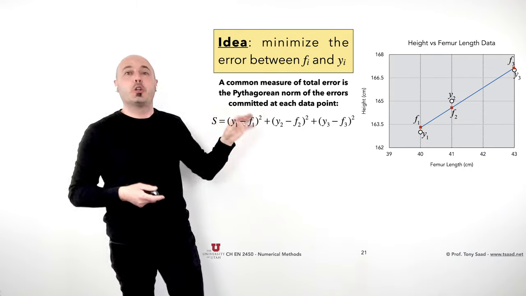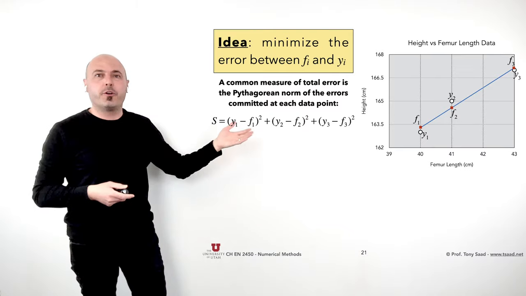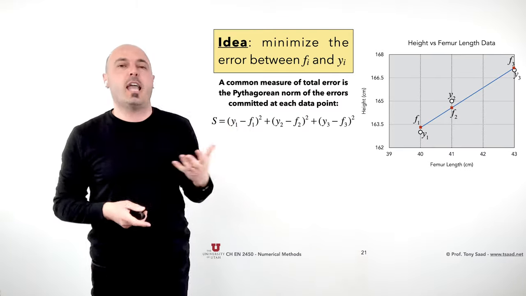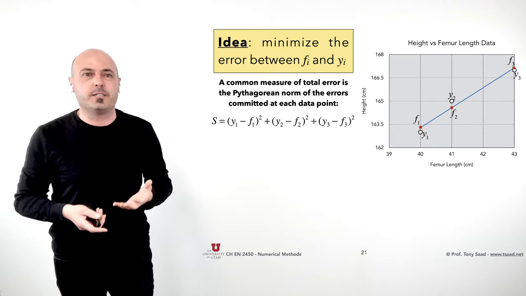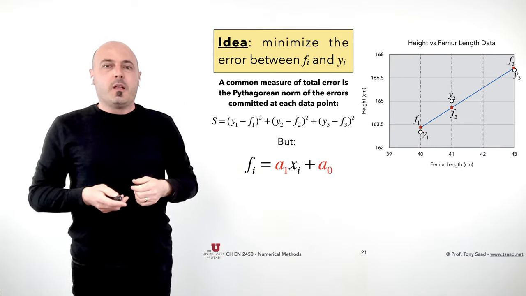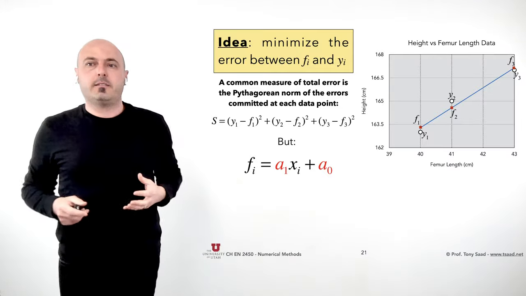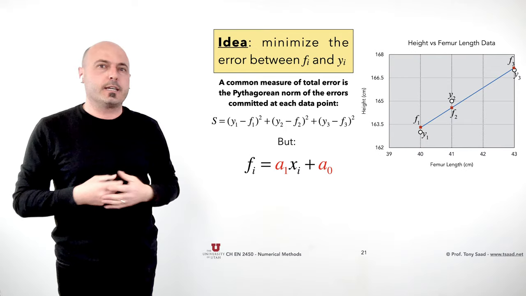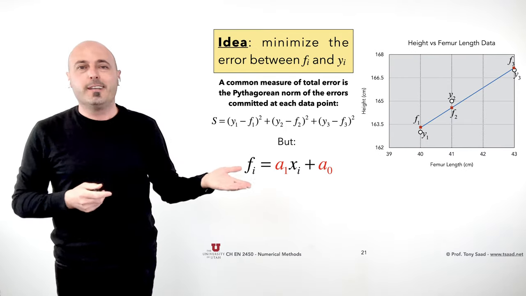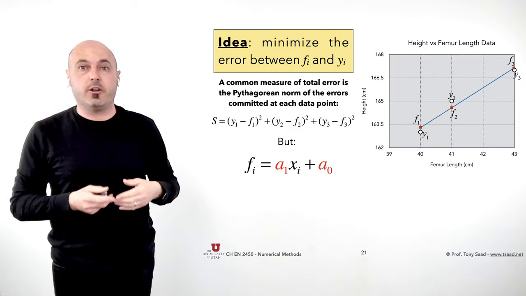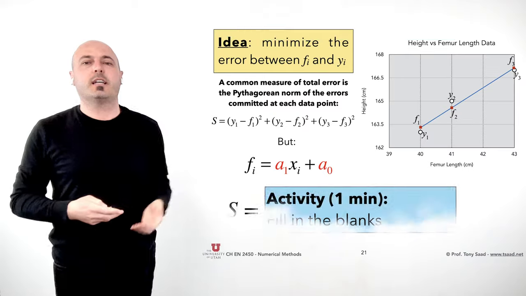So that's the error committed by the model curve at point 2. And same thing for F3 and Y3. It is the error committed at point 3 between the model curve and the input data, okay? Now, we know by definition that in this case, our model curve is a straight line given by A1x plus A0, or Fi is A1xi plus A0. And we're trying to find A1 and A0. Again, I'm stressing that fact.